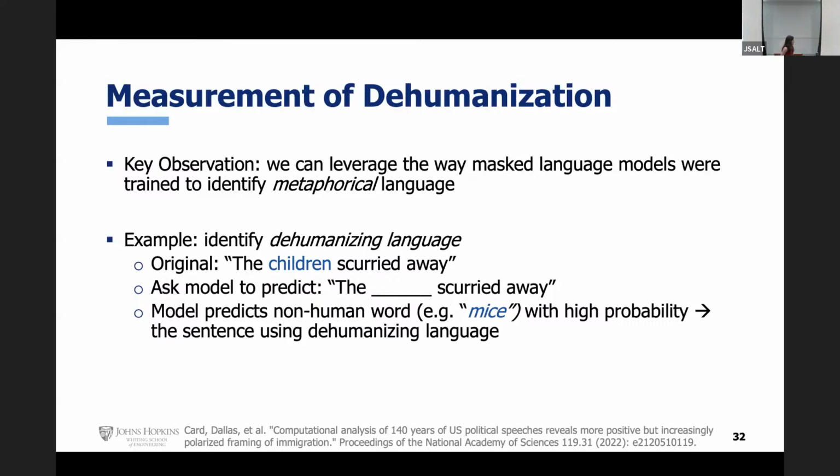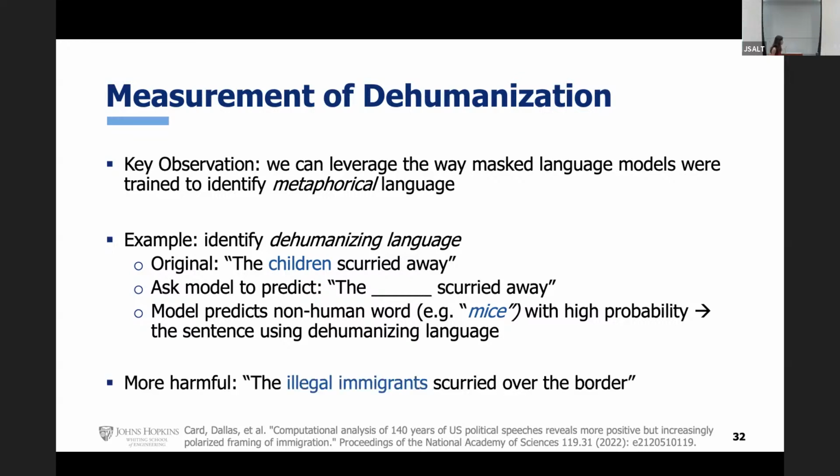dehumanizing language. This is a really cool application because it's not what anyone had in mind when they were building these masked language models, but it's directly leveraging exactly how these models were trained. This example is a little bit silly, right? Children scurry away, that's just kind of cute. But there are cases where dehumanizing language can be pretty harmful, particularly when used as metaphors for certain groups of people. This paper focused on the ways that immigrants are described. If I give you a sentence like, the illegal immigrants scurried over the border, that sounds way more harmful than the children scurried away, right?